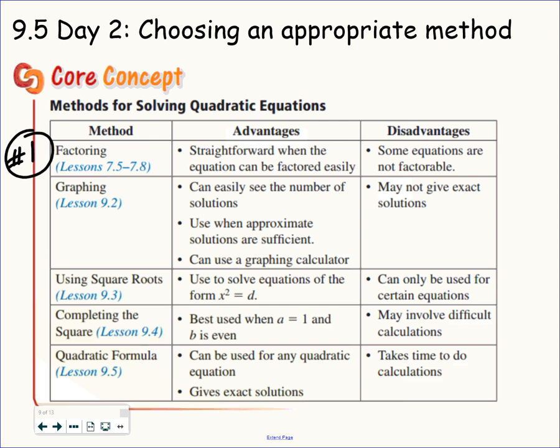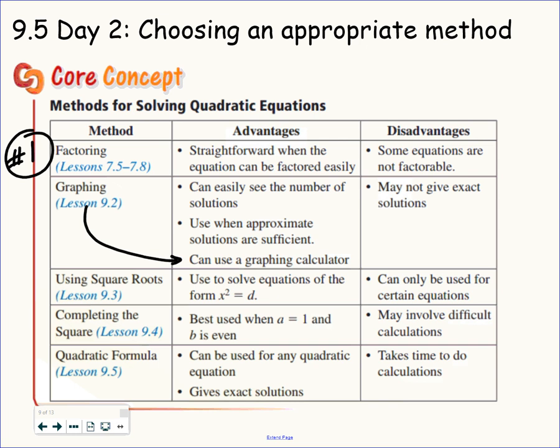Graphing, unless you're going to be using a graphing calculator or something like that, is not a method that we see a lot of. It's more of a visual situation. Like, oh, look, it's crossing the x-axis in these two locations, so that's where the solutions are going to be.